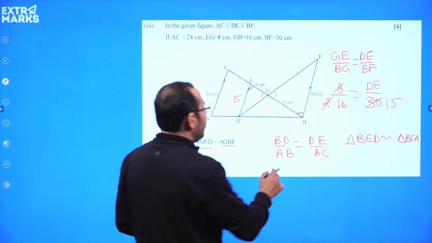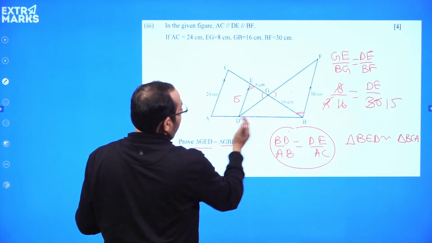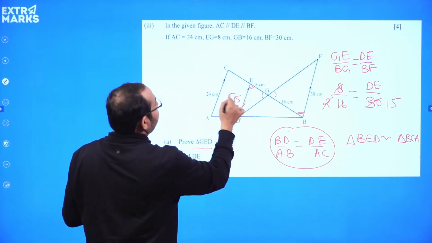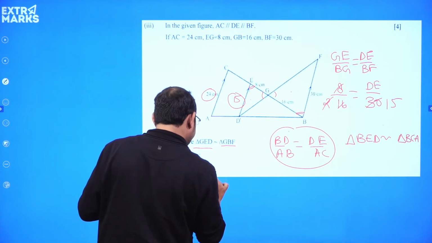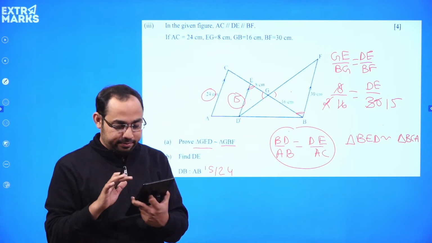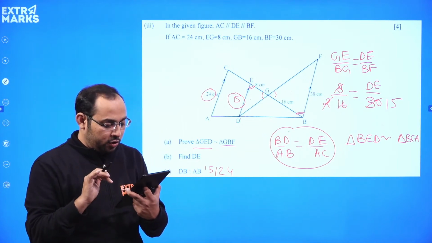Hence we can say that this ratio will be the same and BD upon AB will be equal to DE upon AC, which is 15/24. Now tell me, who got this wrong and who got it right? How many of you got this right?